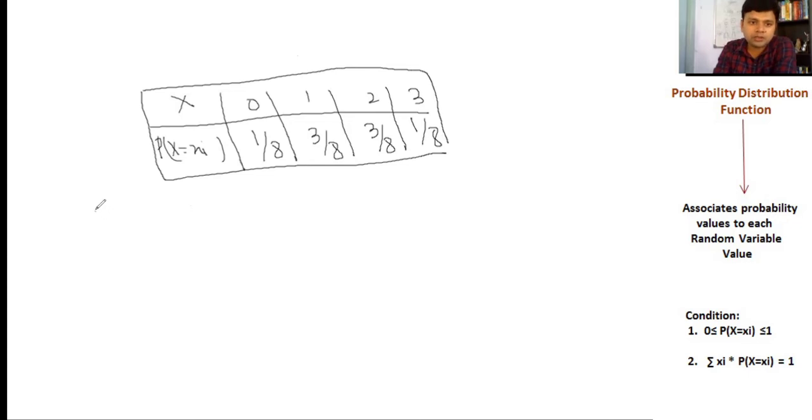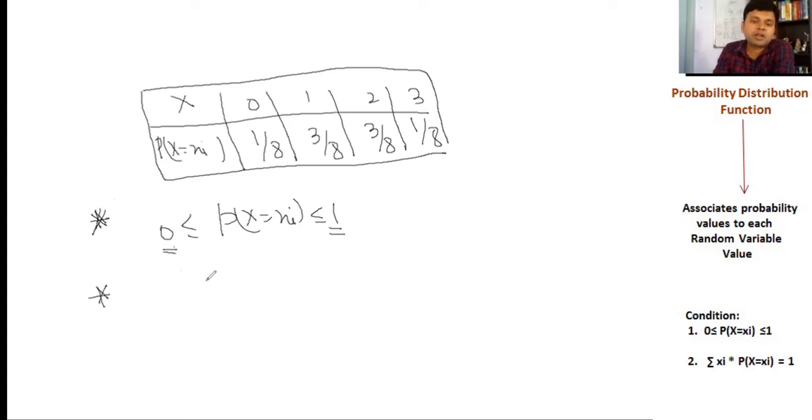Here, two important things we need to remember. The probability of each random value, that is for 0, 1, 2, 3, will be different for different random variables, but right now I am looking at this example. For 0 it is 1 by 8, for 1, 3 by 8, and likewise. So for each random variable value, the probability must be between 0 and 1. No probability will be negative or more than 1. It must be between 0 and 1, where 0 and 1 are included.